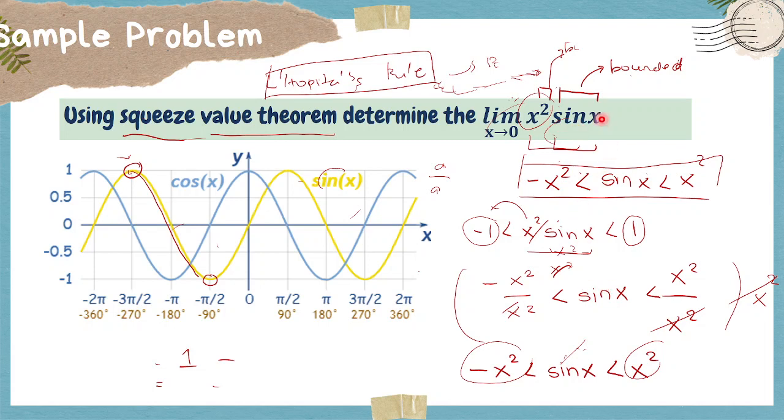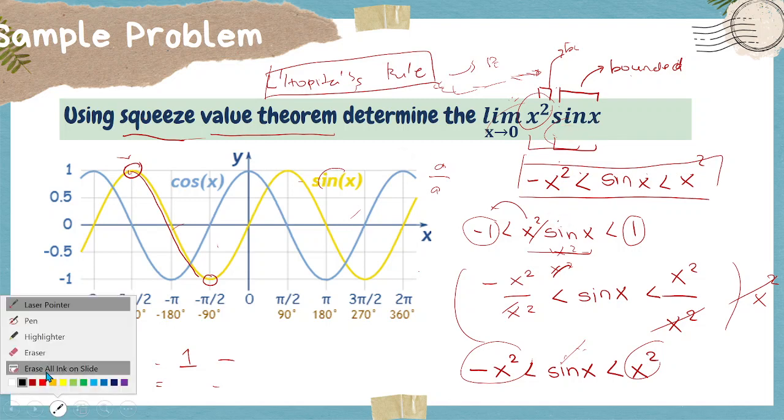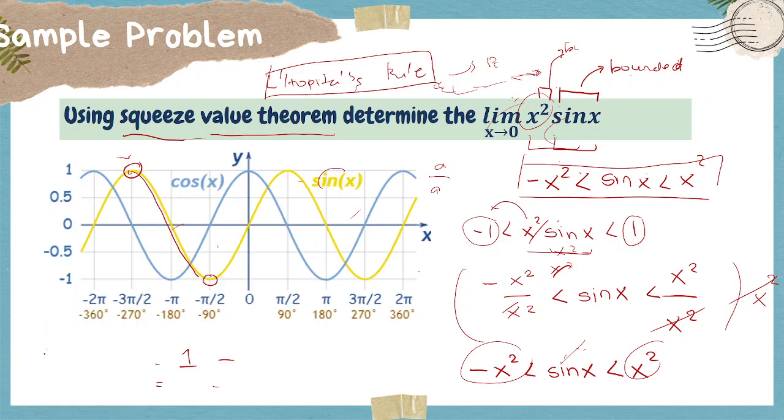Now, if we try to get the limit as x approaches 0 of negative x squared, what is the limit? Basically, the answer is 0. And the limit as x approaches 0 of x squared, the answer is also 0. So therefore, the limit of the middle function x squared sine x is equal to 0. So hindi siya palaging 0, ha?